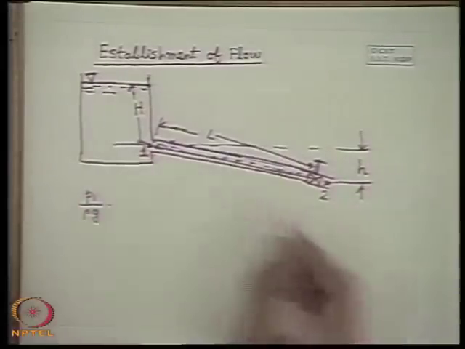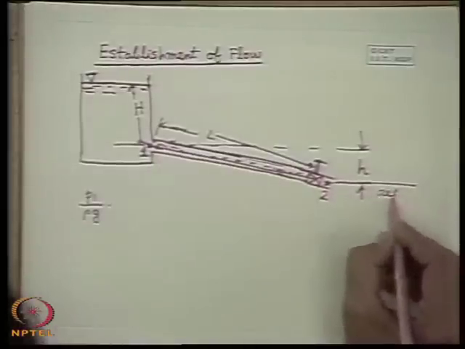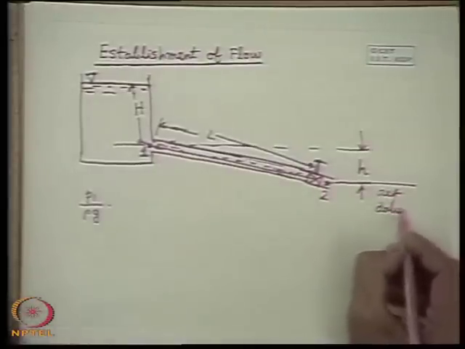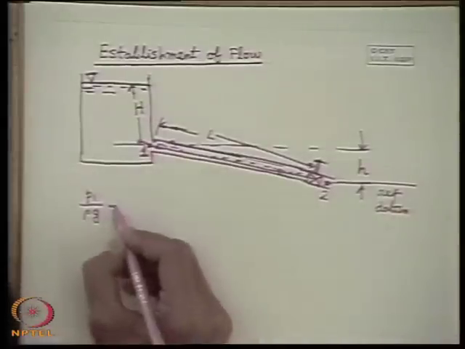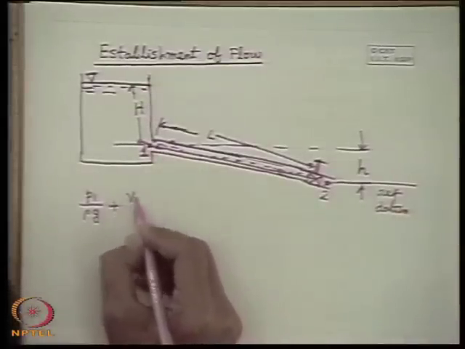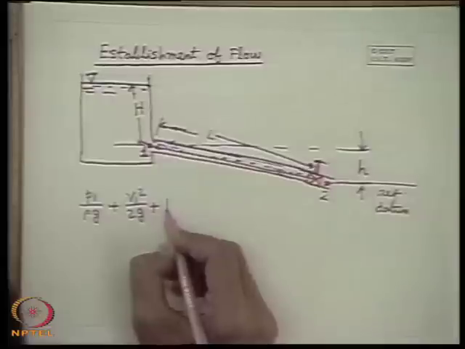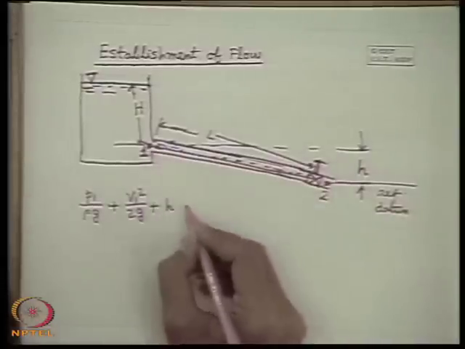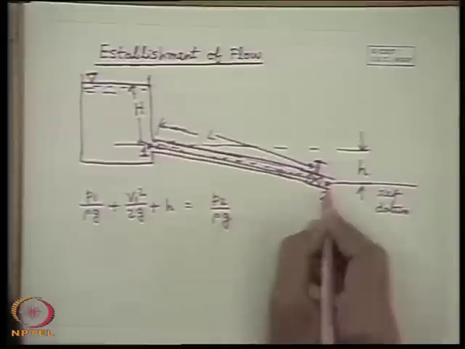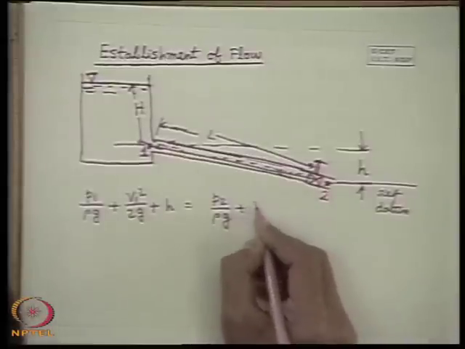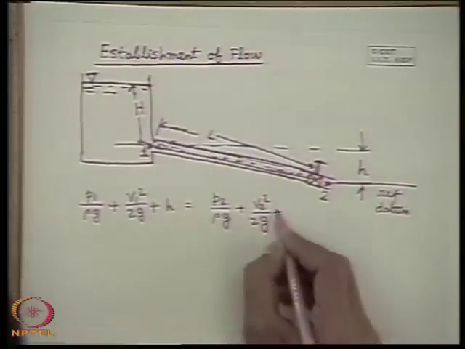Okay, this is this, and if we consider this level as the datum, the reference datum from which we measure the potential head, then P1 by rho g plus V1 square by 2g plus h is equal to P2 by rho g, the pressure here, plus V2 square by 2g, where the h is 0.